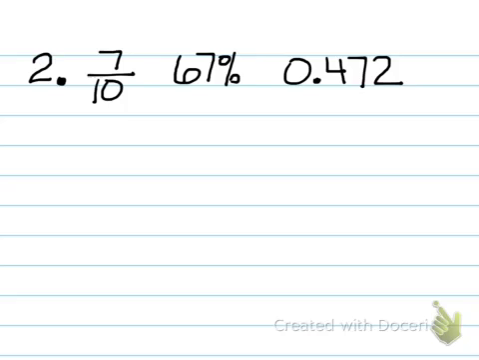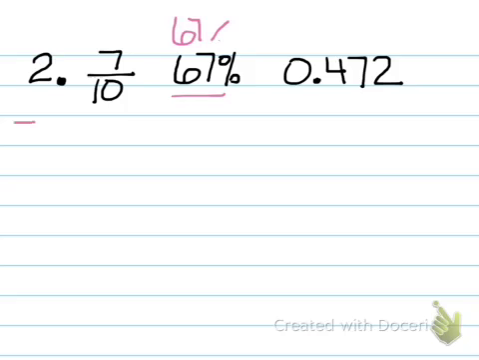7/10, 67%, 0.472. I want to make them all into percentages because I told you that's the way that I like to roll. So I'm going to make them all percentages. This one's already done. 67% is 67%. We're good to go on that one. So I'm going to just leave that as 67%. I'm having a hard time writing because there's a little toolbox there that I'm trying to get away from. So, all right. So that's 67%, and the 7/10.